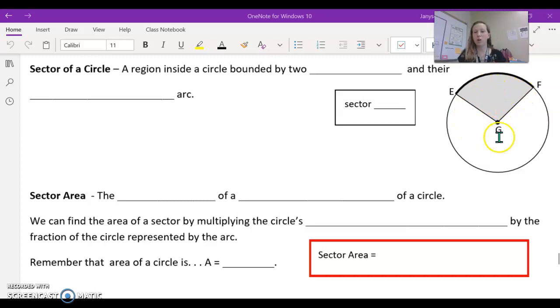Okay, so we can find the whole area of a circle using pi r squared. So how do we find part of it? Okay. First, what is a sector?